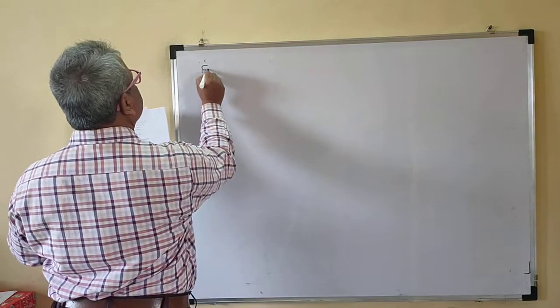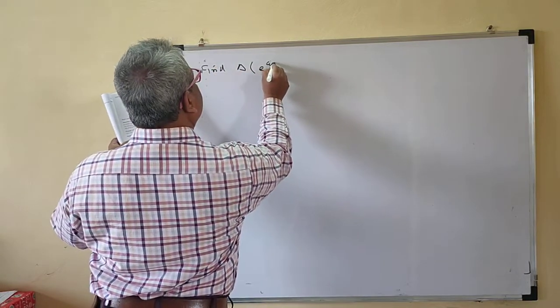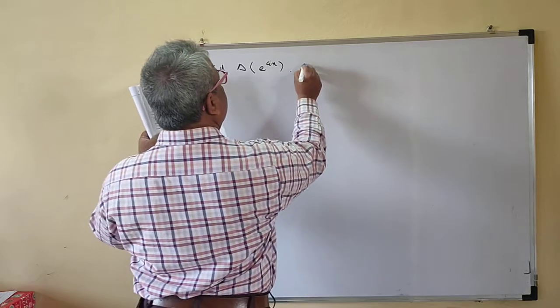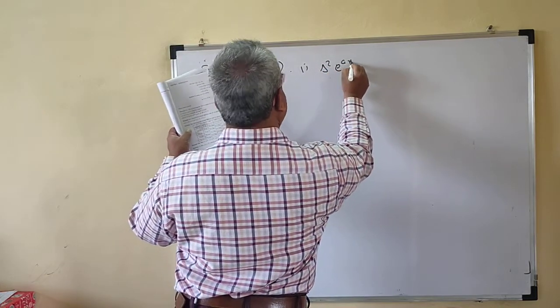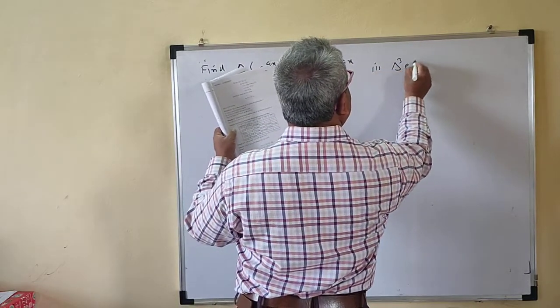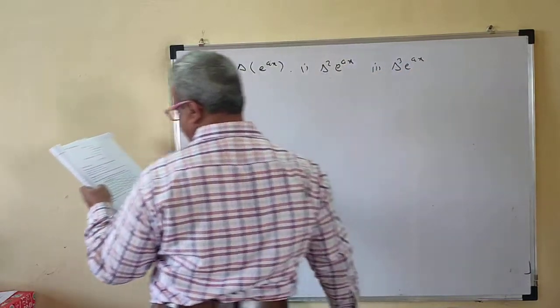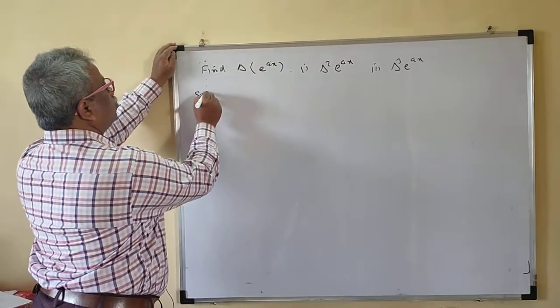Find del e raised to ax, second, del square e raised to ax, third, del cube e raised to ax. Solution.